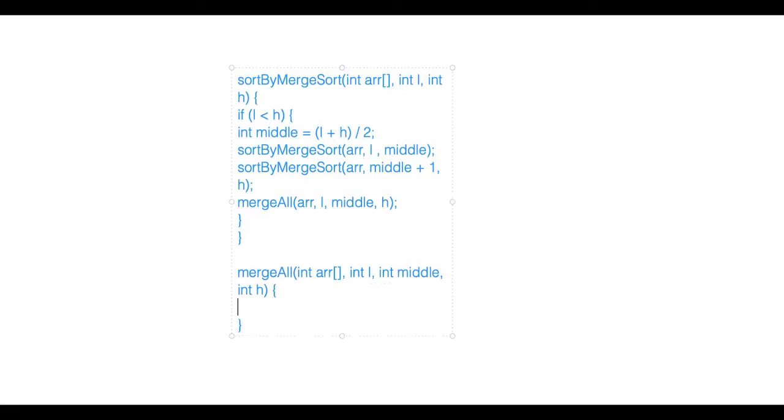So here we will write the logic for merging. And merging is also very easy. It's not a very difficult thing. What we'll do is define the boundaries of the two arrays. So what will be the boundary of the first array? We'll say int n1, which is the size of the first array. So what will be the size of the first array?